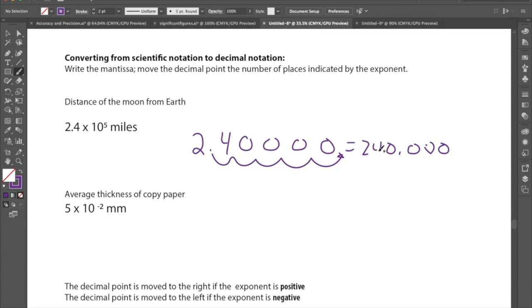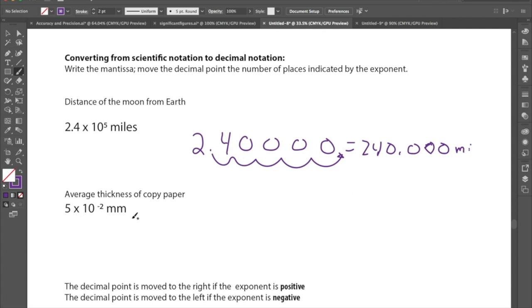So that decimal's over here now, so this number now becomes 240,000 miles. Fix that 4 up. 240,000 miles. My writing is all over the place today, but hopefully you guys can see. Move it 5 times to the right because the exponent is positive. We've turned this 2.4 times 10 to the 5 into 240,000 miles, which is a more effective way to actually communicate in regular language.